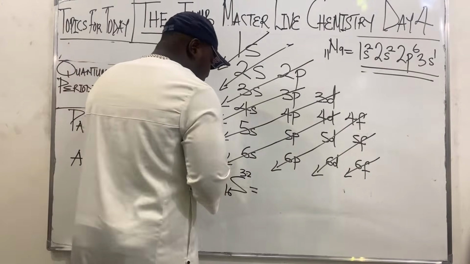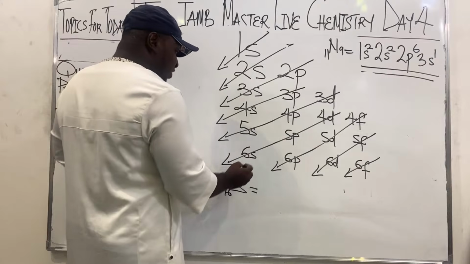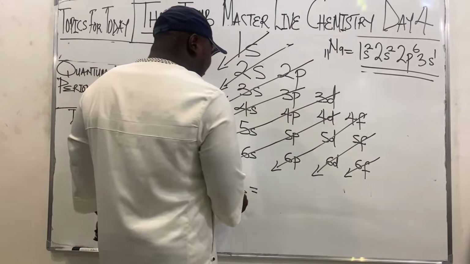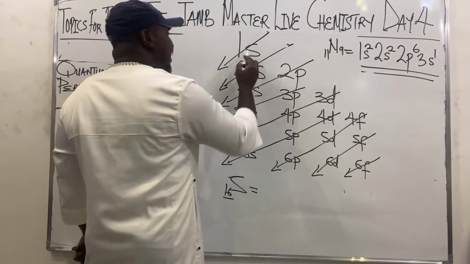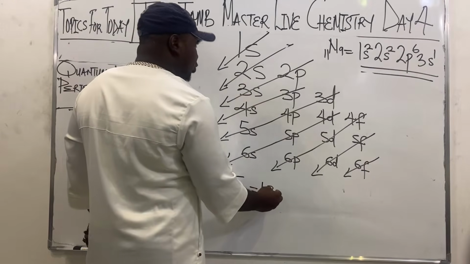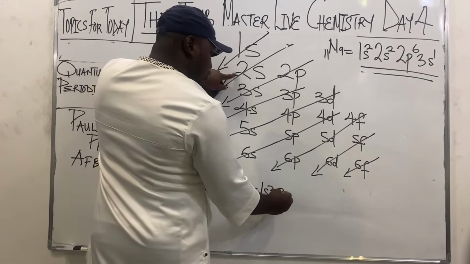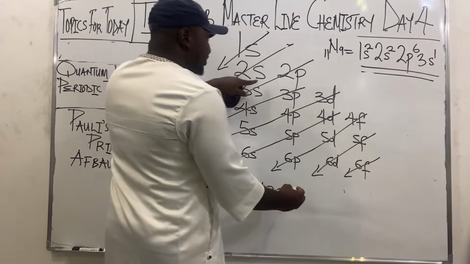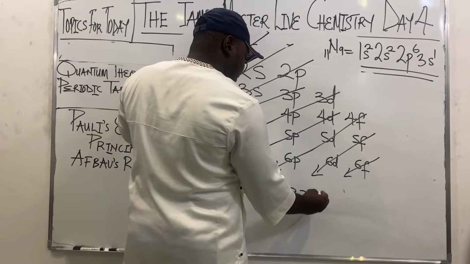So class, sulfur is 16. Let's write the SPDF configuration for sulfur. You are trying to fill 16 electrons. Start from 1s: 1s2. After 1s2, you go to 2s2. After 2s2 is 2p6.